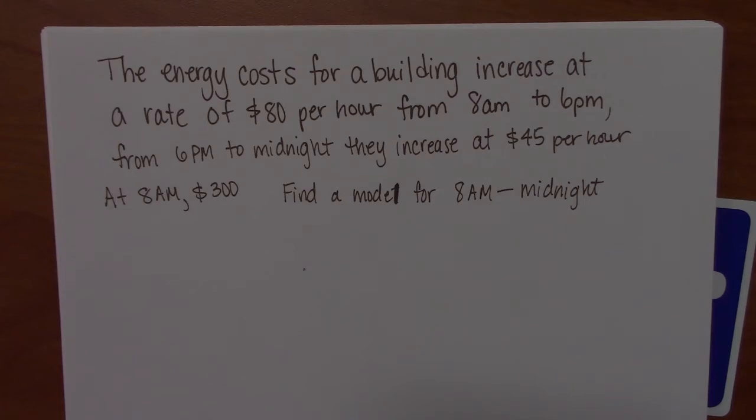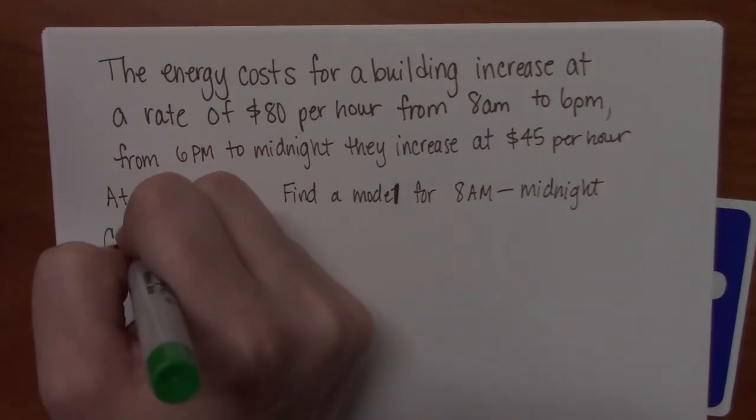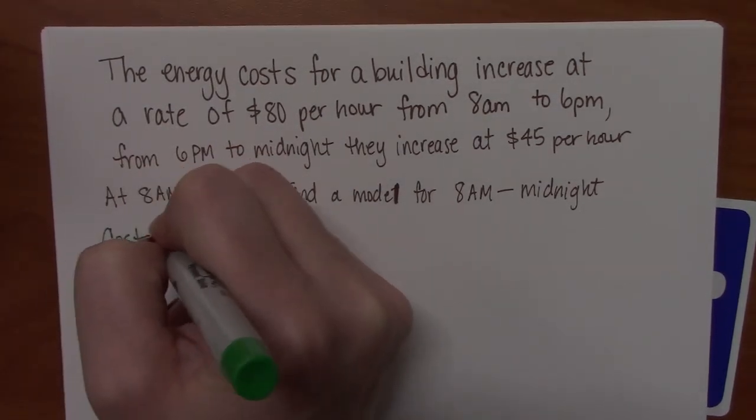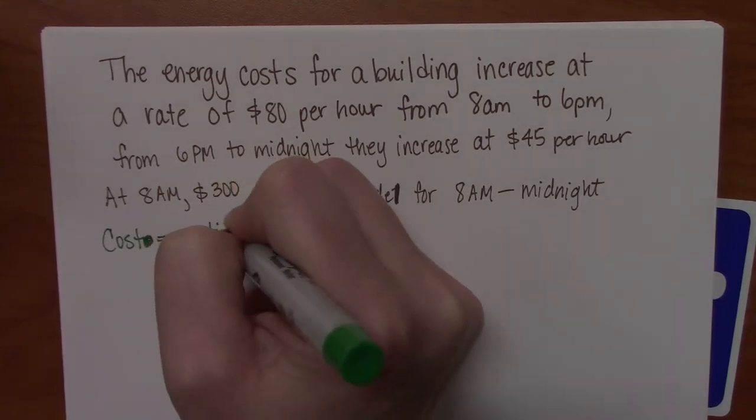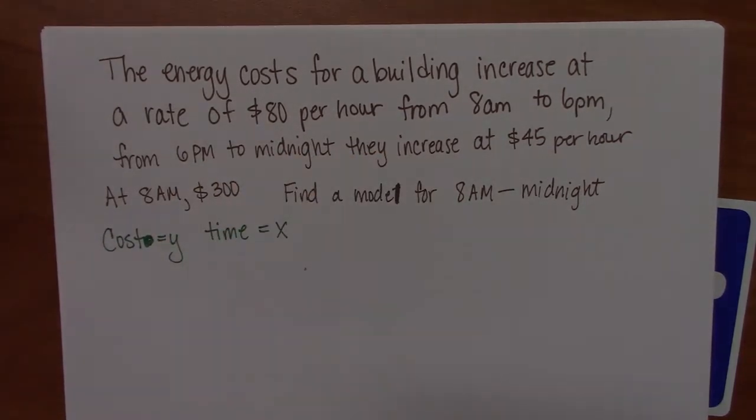So we kind of looked at something like this when we looked at the application problem we did the other day about the factory producing stuff. Except in that problem, we had two distinct separate factories, right? But this is one building. So this is kind of like the cell phone problem, where we're going to have to split this up into what's going on from 8 to 6 versus what's going on from 6 to midnight. So costs are going to be the Y value. Right? And time is going to be the X value.